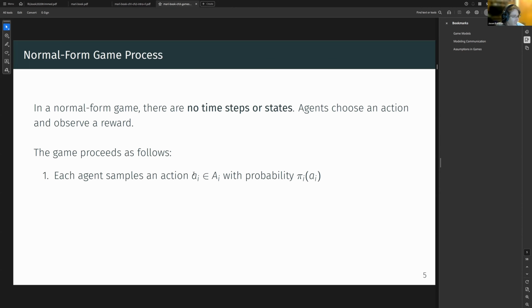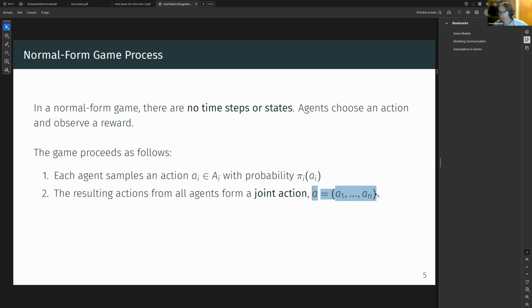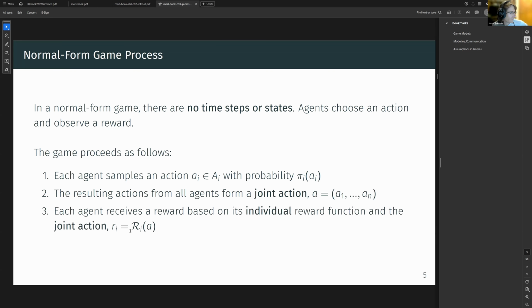So what happens is each agent samples an action from its policy. Right here, this pi sub i, the i refers to the agent in question. Before we sit down to play the game, the agents are defined by some policy here. The policy defines the probability of the action selection. Together it forms a joint action between all the agents. And then there's a reward which acts on the joint action. Even though this is just a lowercase a, it does consist of all of the actions.